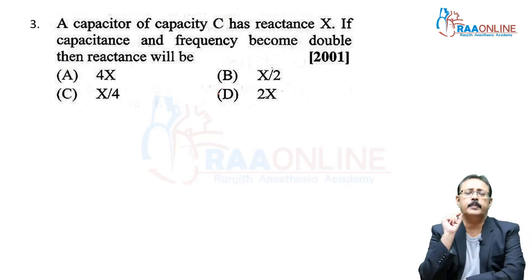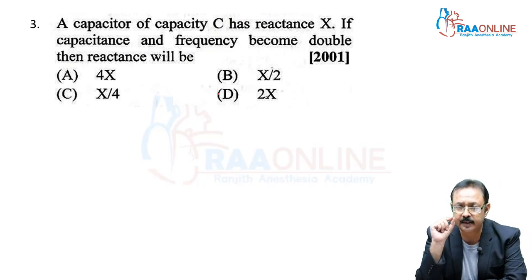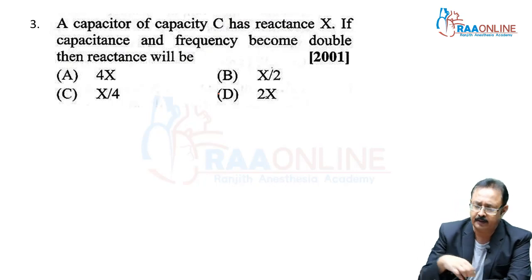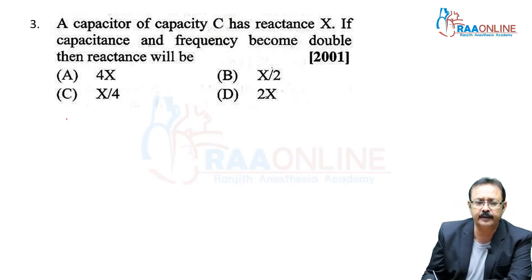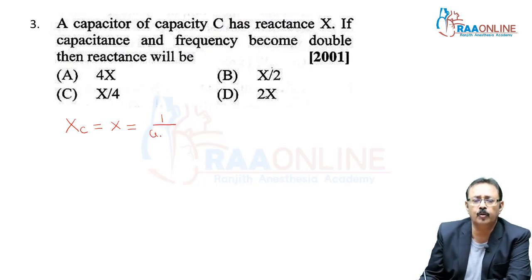Third. A capacitor of capacity C has reactance X. If capacitance and frequency become double, the reactance will be, we are saying that capacitive reactance is X. But we know that what is the formula for X? 1 upon omega C. What is omega? 2 pi F. F is frequency.